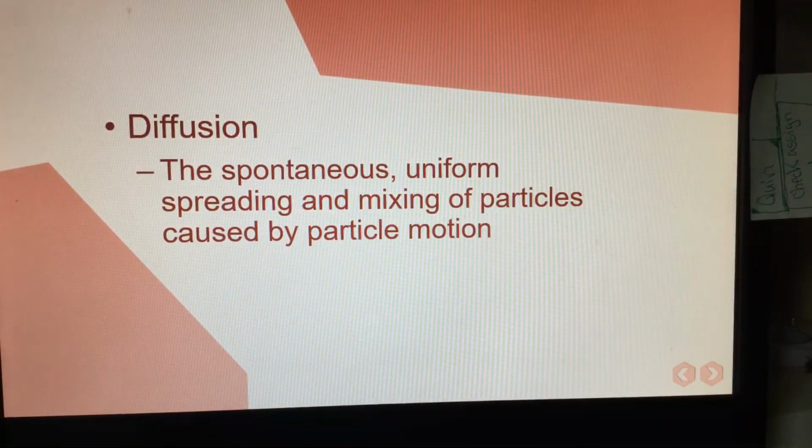Diffusion. Diffusion describes the spontaneous but uniform spreading and mixing of particles caused by particle motion. For instance, if I put food dye in a glass of water and I don't mix it, eventually the entire glass of water will look the same color. It'll be diluted, but it'll be the same color as the food dye because the particles of the food dye have spread out. Gas particles behave the same way; they diffuse across the room.